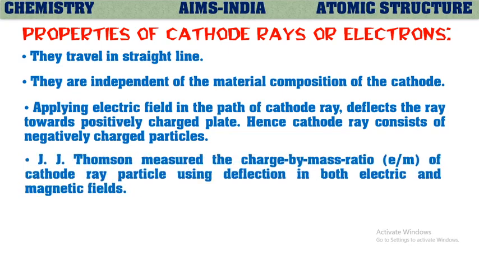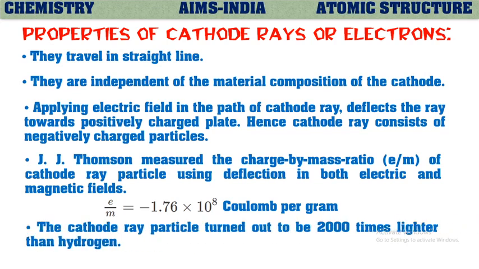J. J. Thomson measured the charge by mass ratio, or e/m ratio, which is also called the specific charge of the cathode ray particle, using deflection in both electric and magnetic fields. By that, he found the e/m ratio of the electron, or cathode ray particle, as minus 1.76 × 10^8 coulomb per gram. The cathode ray particle turned out to be about 2000 times, to say exactly 1837 times, lighter than hydrogen.